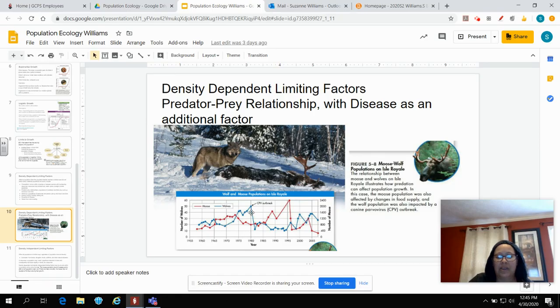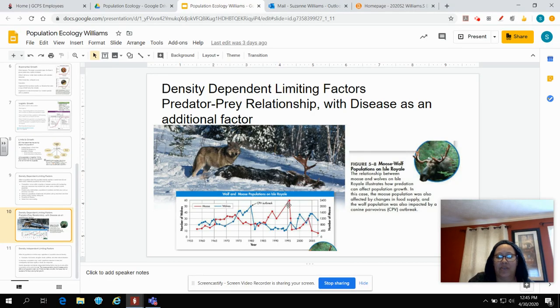Life throws surprises at you, okay? CPV is a virus that attacks canines like wolves. And so in this year, the wolf population crashed because there was a disease. So if it goes down rapidly and drastically, you are going to then see an increase in the moose population because there's no wolves, basically. But the same thing happens here.